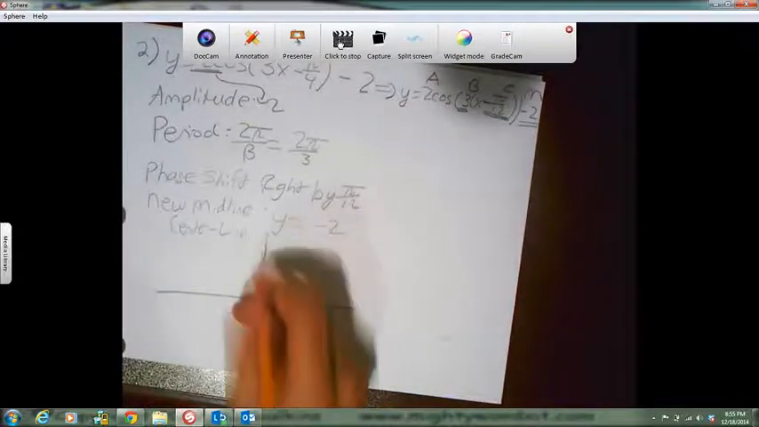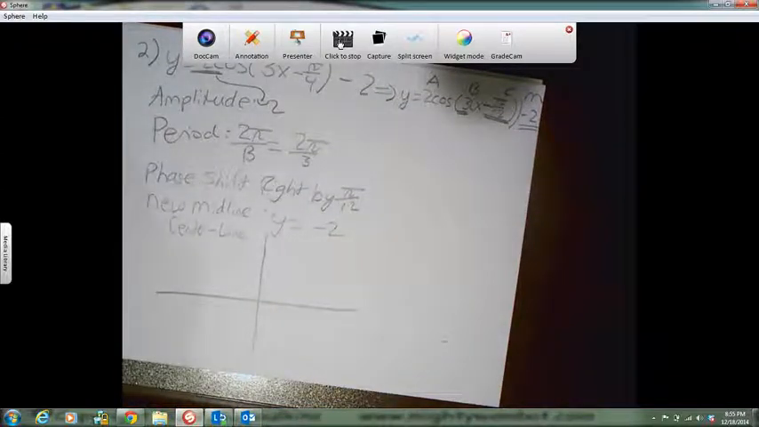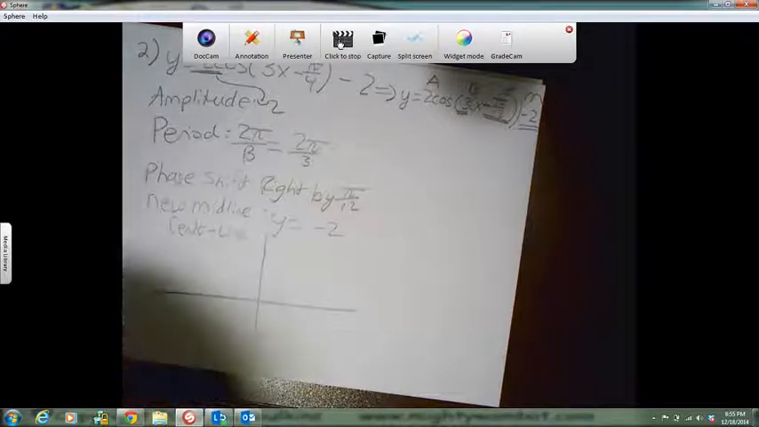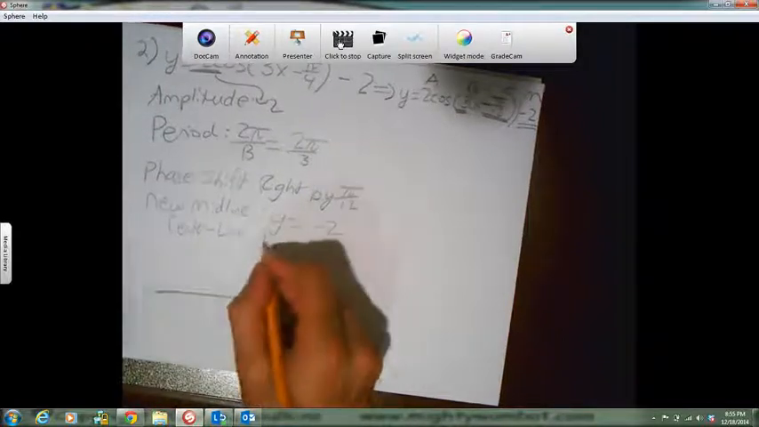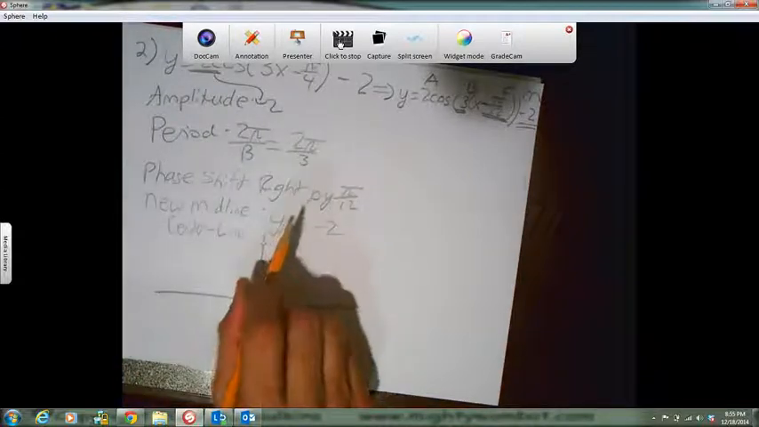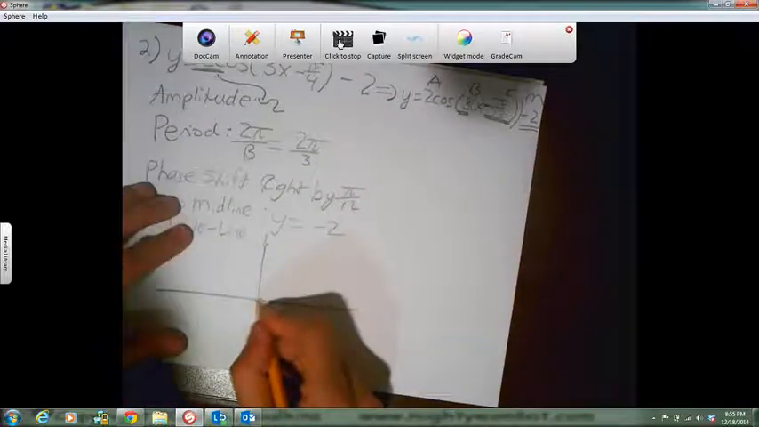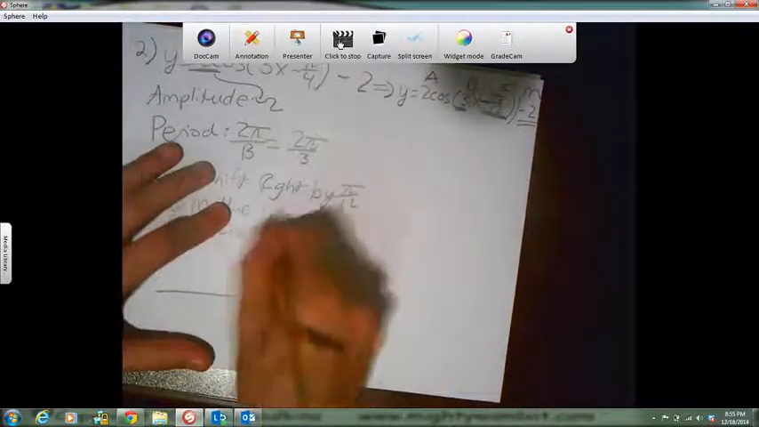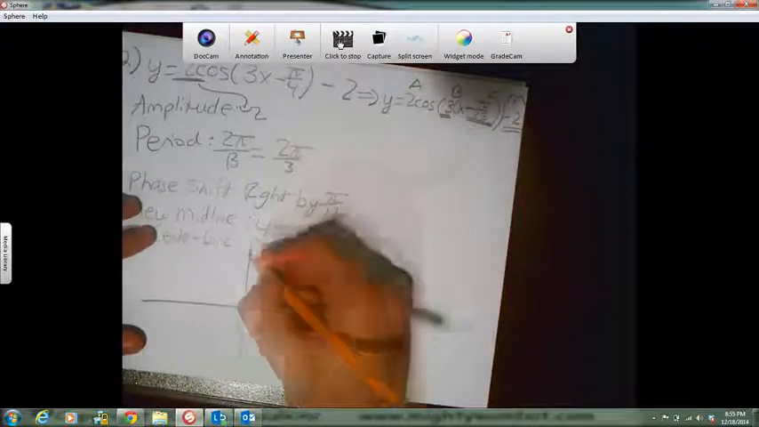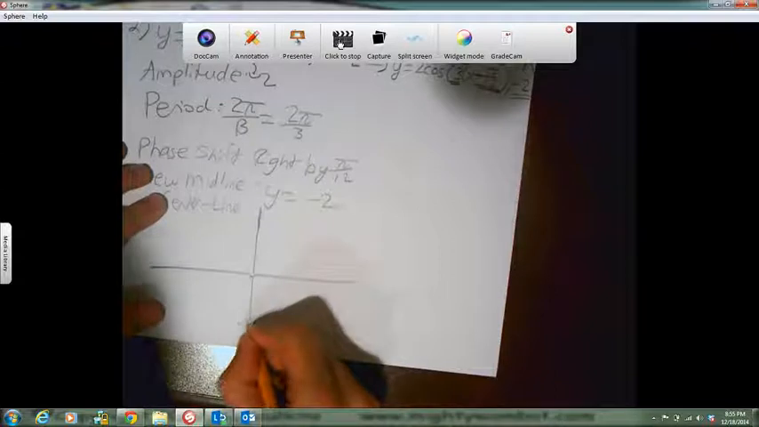And the maximum for this will be amplitude plus midline. So the maximum is negative 2 plus 2, which is 0. The minimum is negative 2 minus 2, which is negative 4. The midline is negative 2.